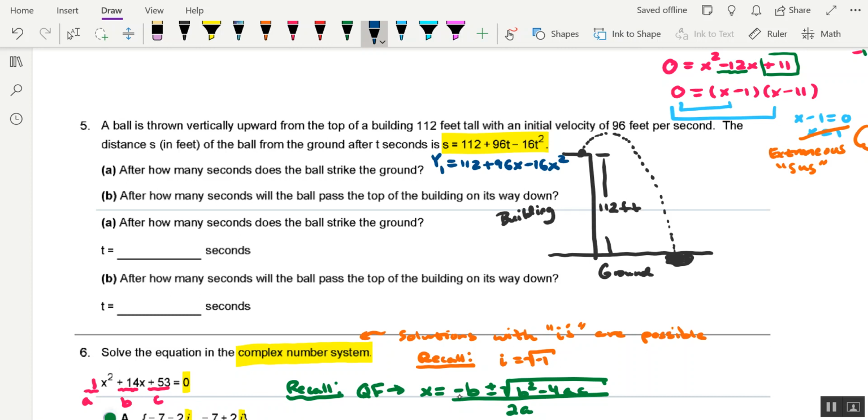Now let's go to the graphing calculator. In y equals, we'll clear out that stuff and type in 112 plus 96x minus 16x squared. Now if we hit zoom 6, we're probably not going to get anything very helpful, at least not the whole picture.